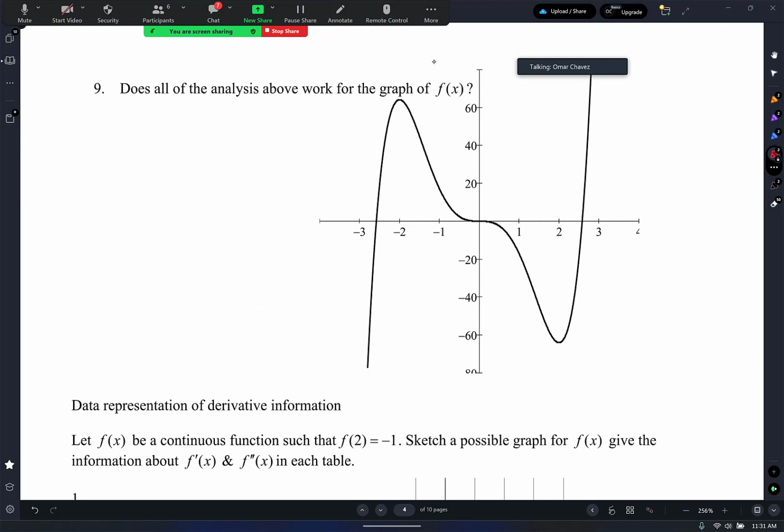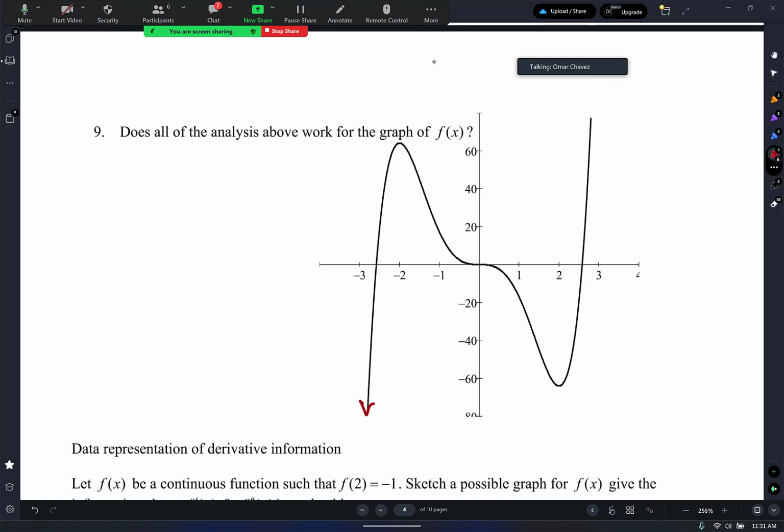So now look, all we're doing is verifying. This is f of x. Got it looking real nice in here. Look at the analysis. Look at the next time I put a grid. So it says, does all the analysis above work for the graph of f of x? Well, notice that f of x is increasing. So wherever f prime is positive, well, f prime is positive here, and f prime is positive on this one.